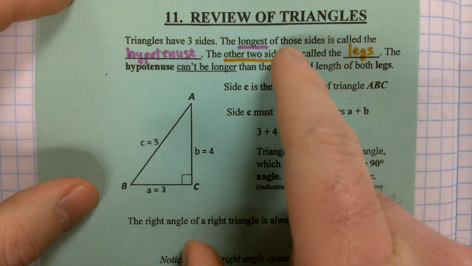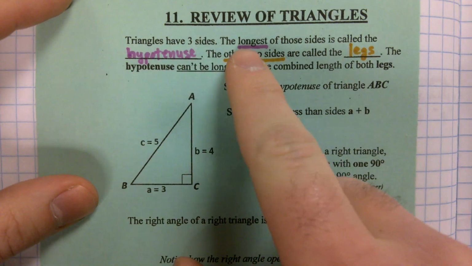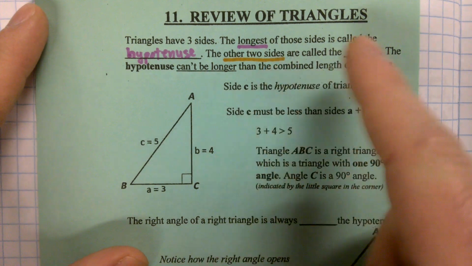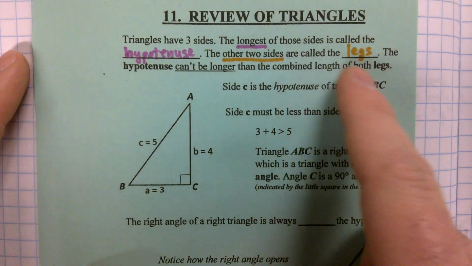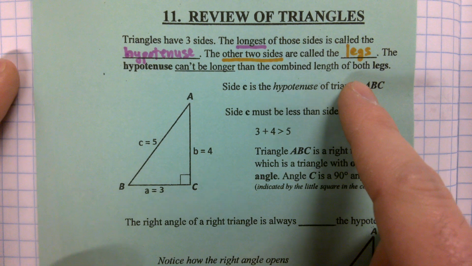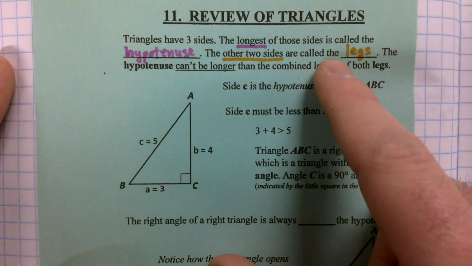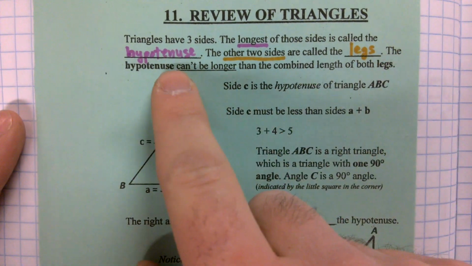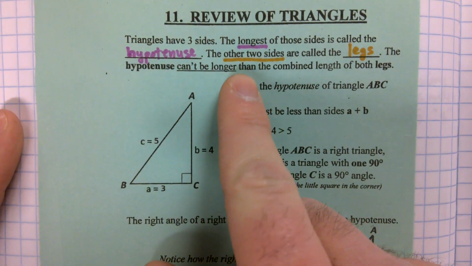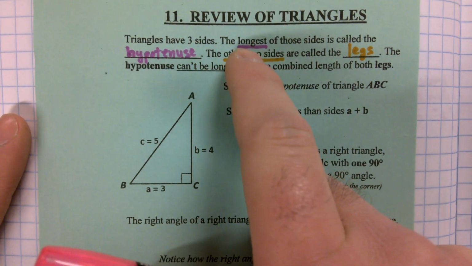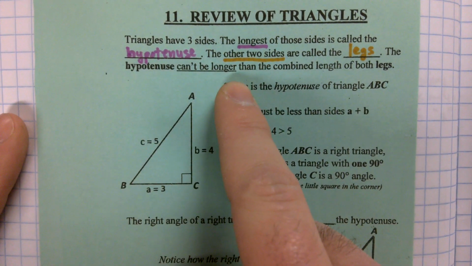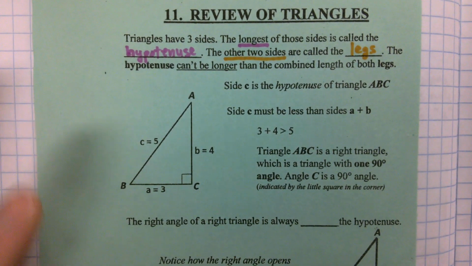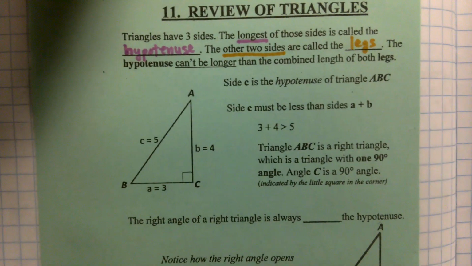The longest side. Triangles have three sides. The longest side is the hypotenuse. The other two sides are the legs. So in the same way that we have two legs on our bodies, all triangles have two legs as well. Now, even though the hypotenuse is the longest side, it can't be longer than the combined length of both legs. That's kind of a confusing sentence. So let's look at an example.